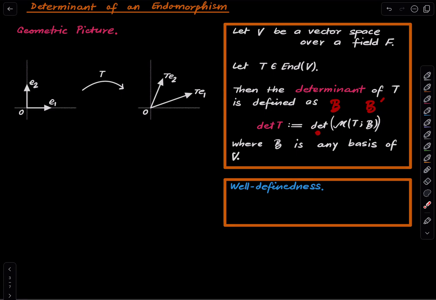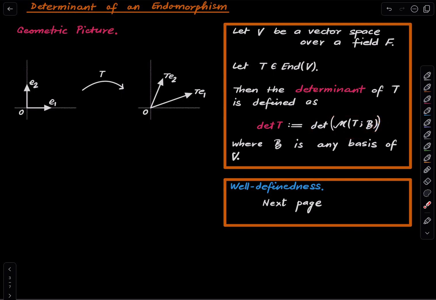Then one guy would get the determinant of the matrix of T with respect to B, and the other guy would get the same thing with respect to B prime. Why should those two numbers, or field elements, be equal? Why should those two quantities be equal? Unclear at this point. So in the next page, we will show that this is a well-defined thing. Meaning, it is independent of the choice of the basis. No matter what basis you pick, this quantity is the same.